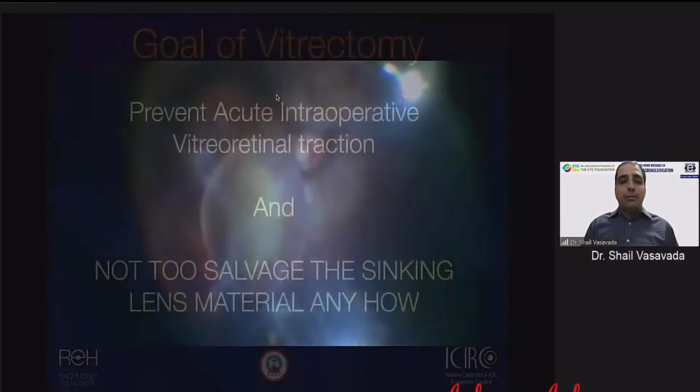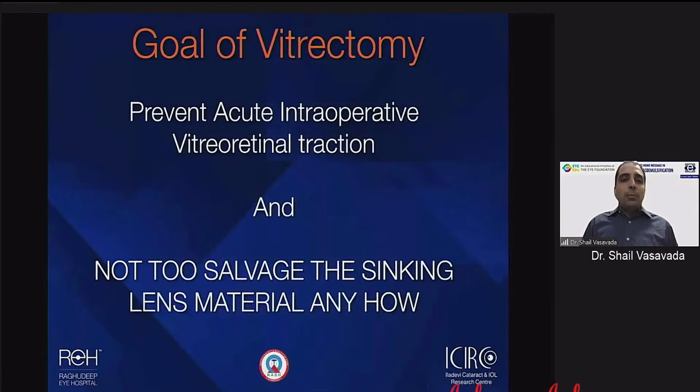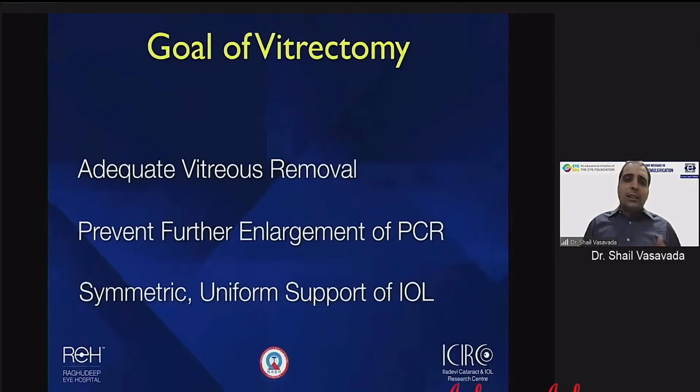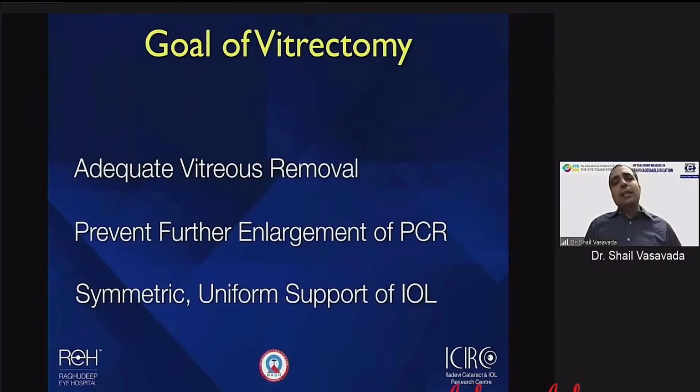and trying to attack the fragment first. So I think the first important point we need to know is that the goal of vitrectomy is to prevent acute intraoperative vitreoretinal traction and not to try and salvage the sinking fragment or sinking lens material at any cost. The second goal then is to achieve adequate vitreous removal to prevent further enlargement of the PCR and provide a uniform support if possible for IOL implantation.